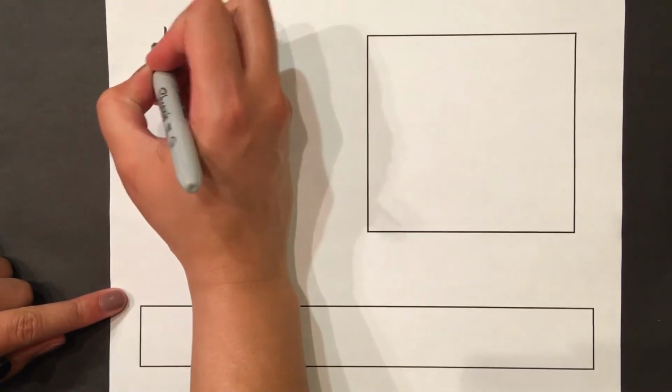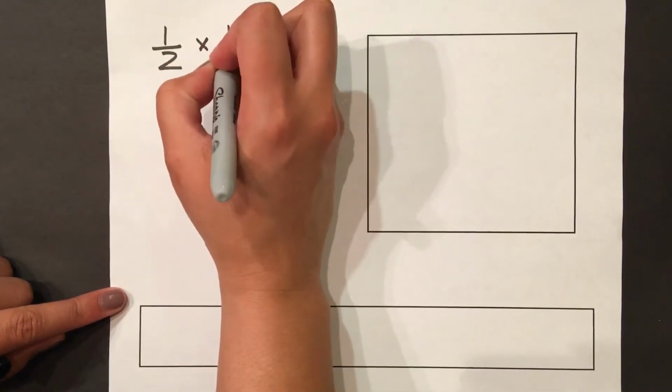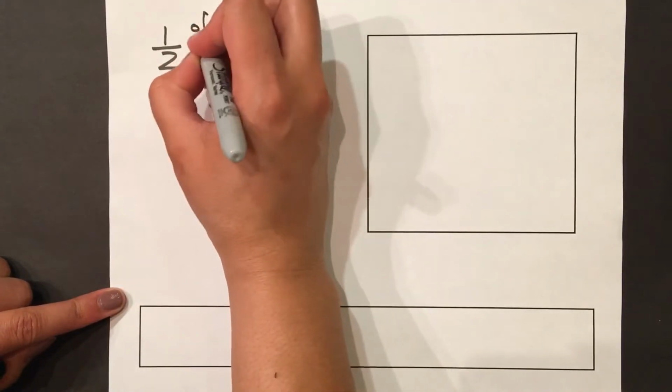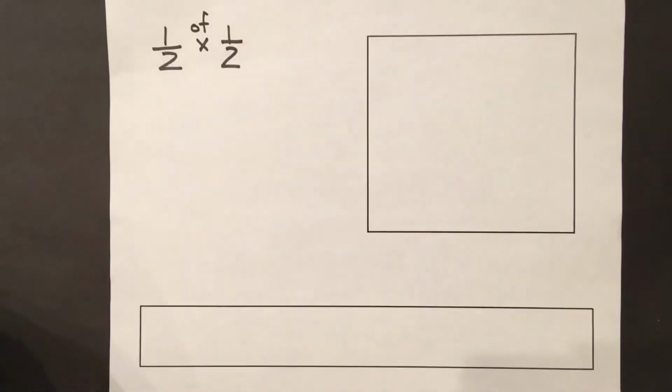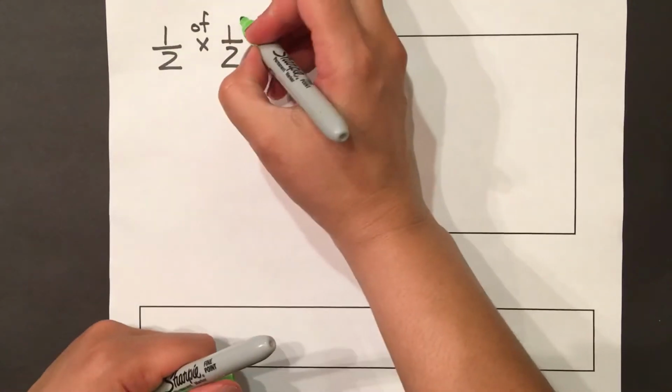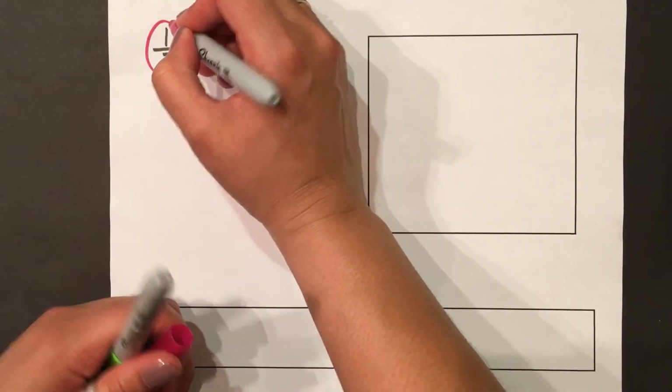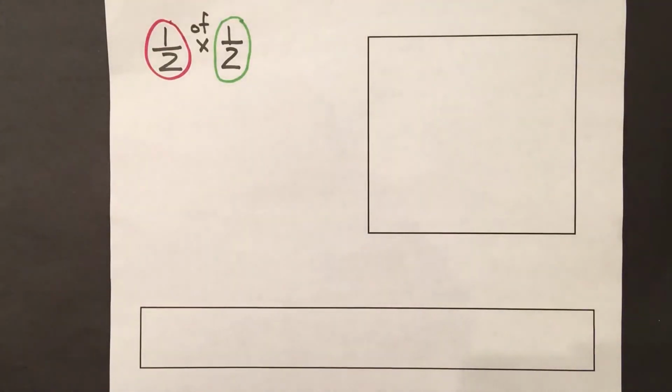Our next problem is going to be 1/2 times 1/2. And what this really means is 1/2 of 1/2. Again, I'm going to represent this one that we have in green and this one that we have in pink. So some of you might be wondering, when would we ever need to know this?